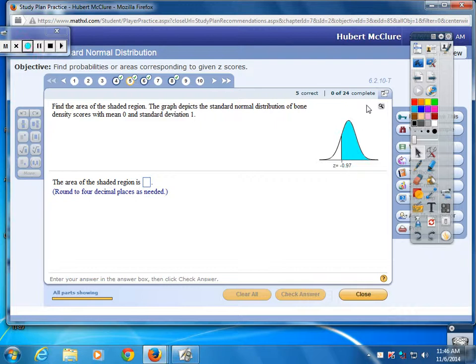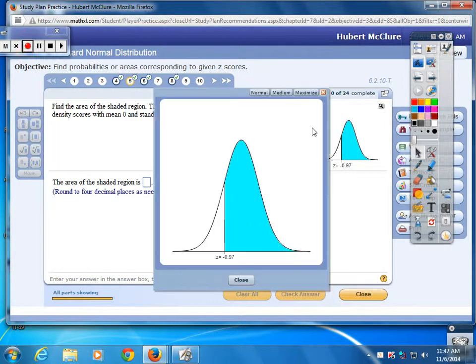Negative 0.97. It's almost negative 1. So you subtract the negative 1.